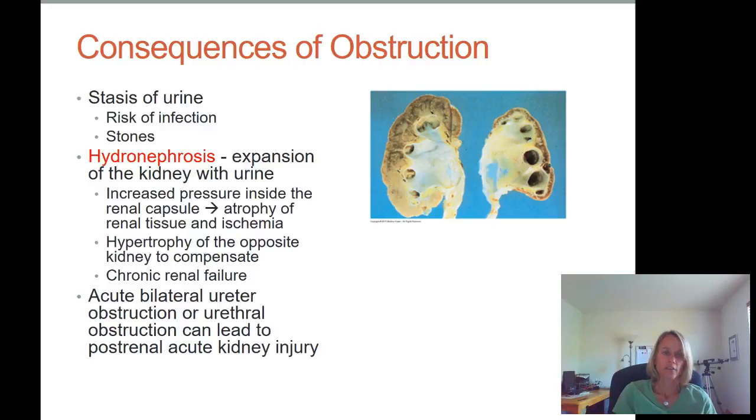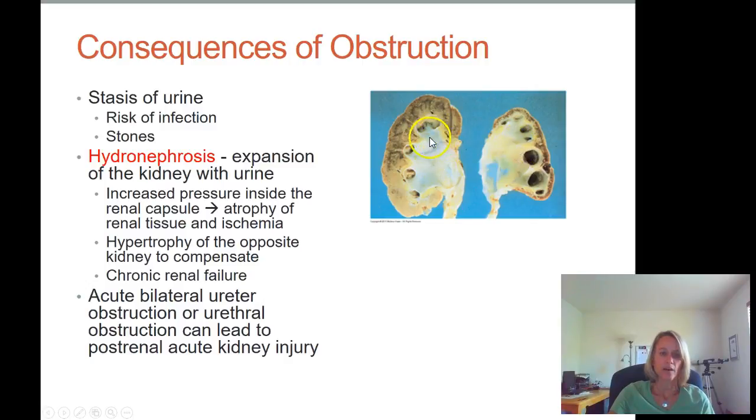What are the consequences of obstruction? Well, one, we can have stasis of urine. And if urine is not moving very well, then we have an increased risk of infection, and we also have the increased risk of kidney stones. This can also lead to hydronephrosis, as we mentioned earlier. So this is when we have expansion of the kidney with urine, and this increased pressure inside the renal capsule presses on the delicate tissues, leads to atrophy and ischemia.